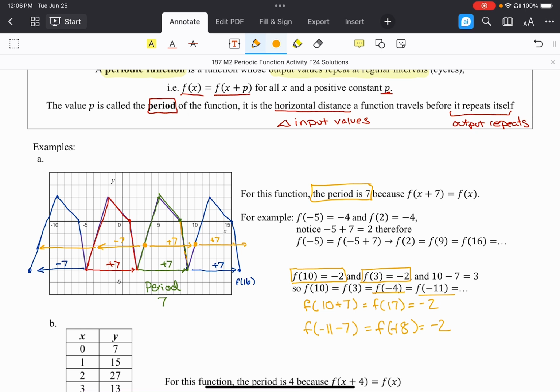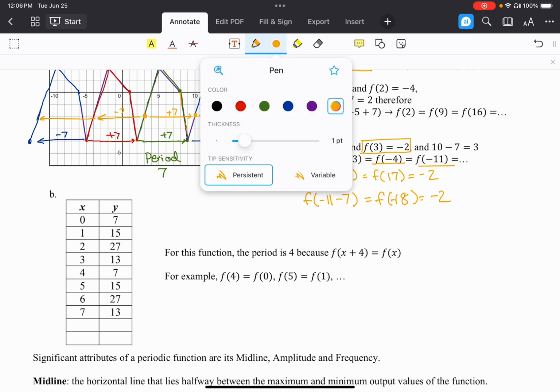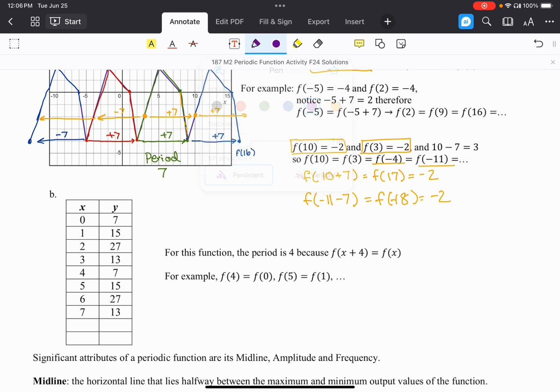Now, this doesn't just work graphically. Obviously, our functions have multiple representations, so we could also examine this within a table of values, and that's what we're doing on example B here. So if we notice on example B, we have some inputs and we have outputs, and we're told that the function has a period here of 4, and we could confirm this. And so what I like to do is sometimes find the minimum value on a table when I'm trying to confirm this.